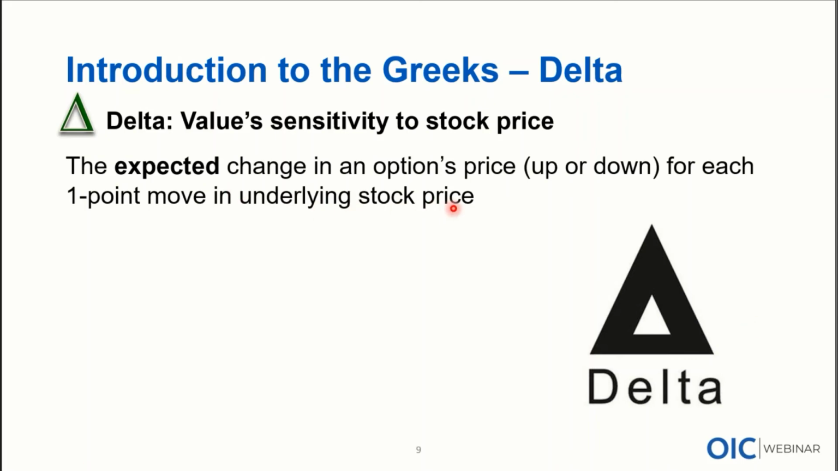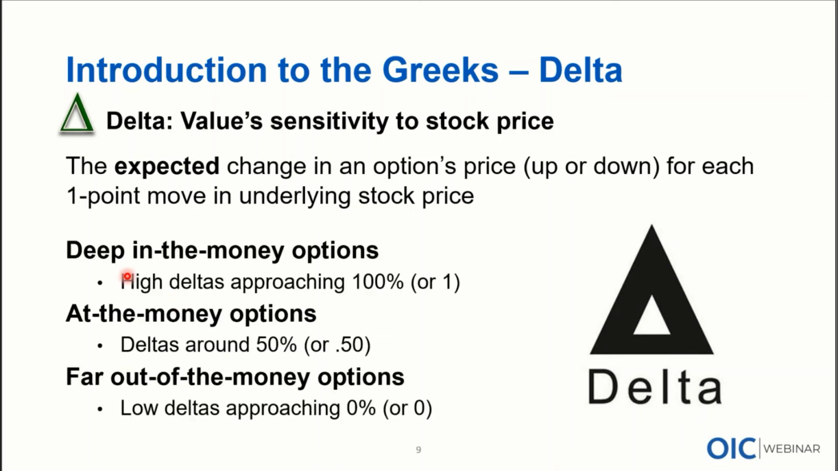As the stock price moves, what happens to the option price, up or down? For each 1 point or $1 move in the stock price, what might we expect to witness in an option value? Deep in the money options are going to have very high deltas, and they're going to behave very much like stock. A $1 move in the stock is going to translate into roughly a full $1 move in the price or value of an options contract. These are going to be your more expensive options.